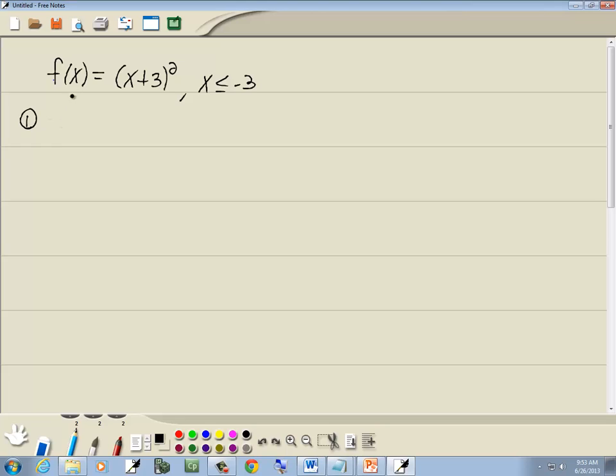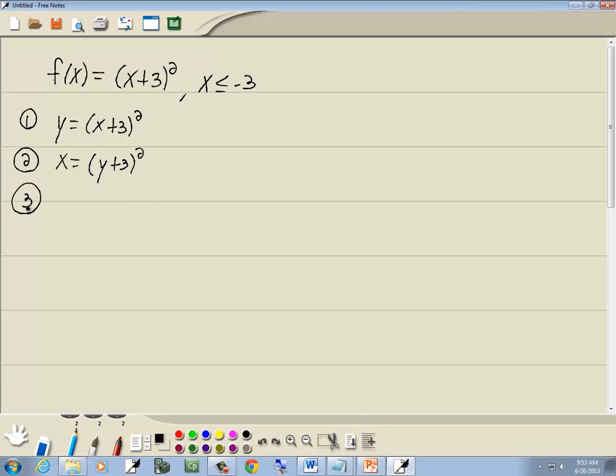Well, first step, replace f of x with y. So we got y is equal to (x + 3)². Step 2, interchange x and y, swap them. So we got x is equal to (y + 3)².